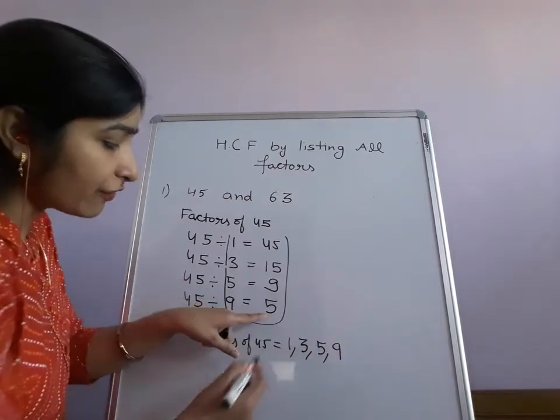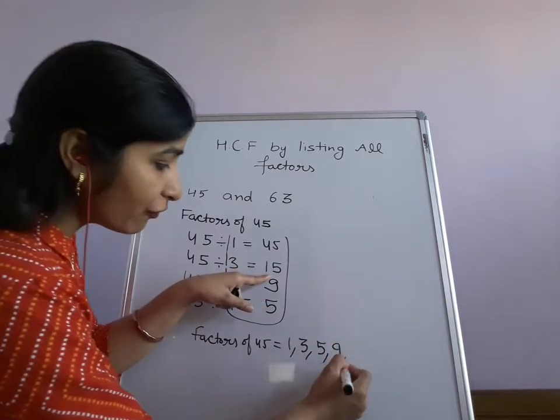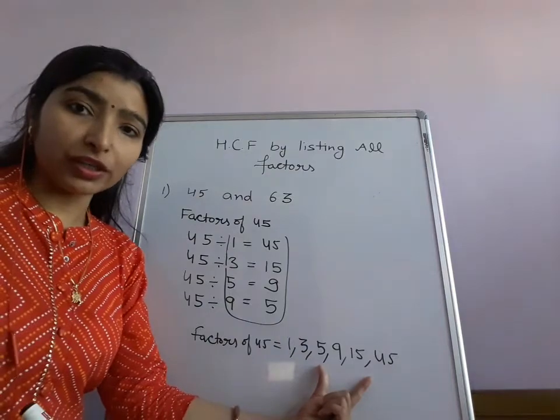Then we will move here. 5 is written, so we will not write again. 9 is written, we will not write. Now 15 and 45. These are the factors of 45.